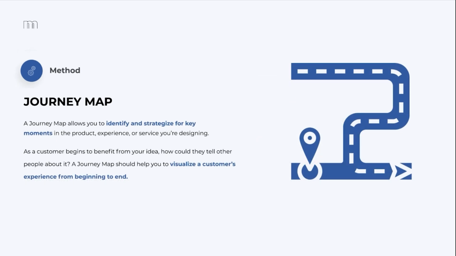Now let's look at the method. The journey map allows you to identify and strategize for key moments in the product experience or service you're designing. As a customer begins to benefit from your idea, how could they tell other people about it? A journey map should help you to visualize a customer's experience from the beginning to the end. With a journey map, you can put yourself into the shoes of the user and can find new problems that the user might stumble upon on his customer journey to generate an ideal user experience.